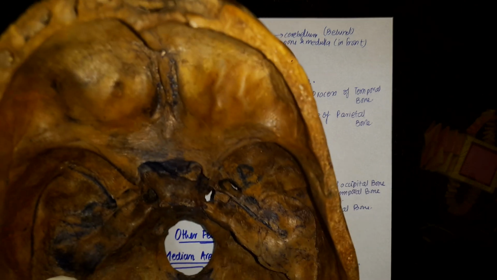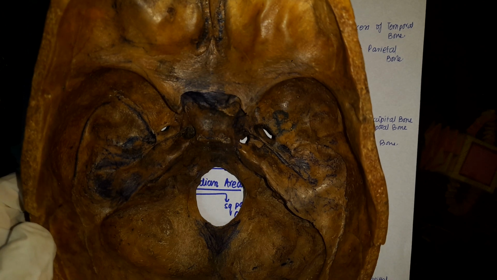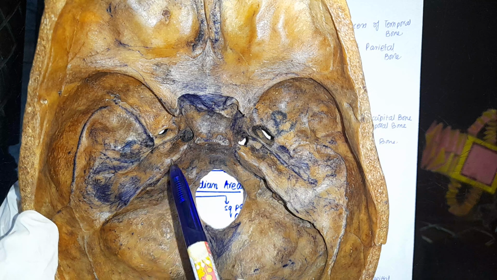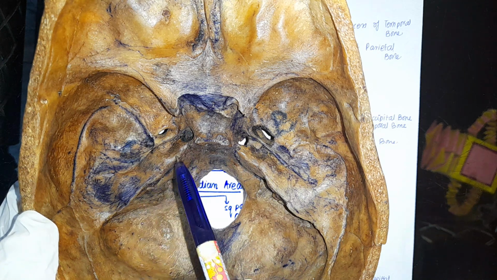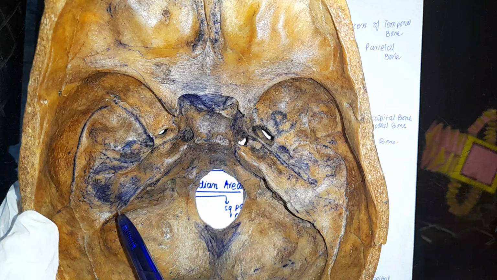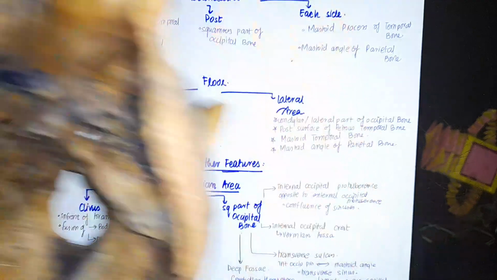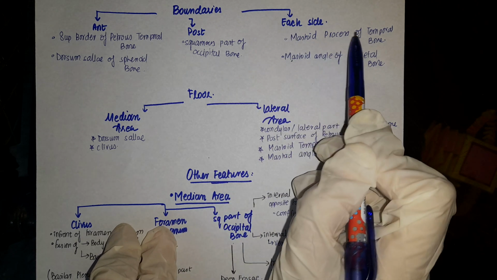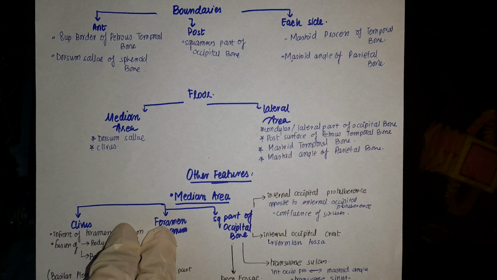If I have my skull over here and I can adjust the lighting. So this region, which is the petrous part, or you can say anterior part of the petrous temporal bone, and then this middle portion, this is known as the dorsum sellae. Then the posterior part has squamous part of occipital bone, and on each side we have the mastoid process of temporal bone and mastoid angle of the parietal bone.